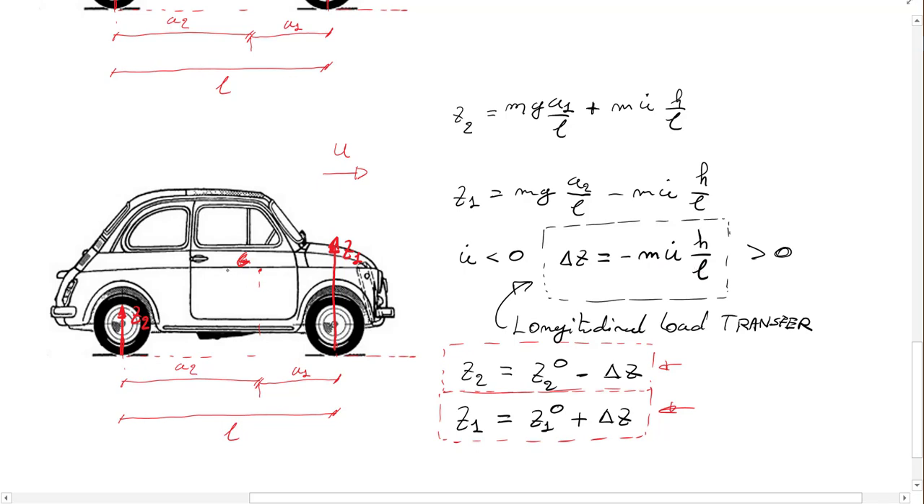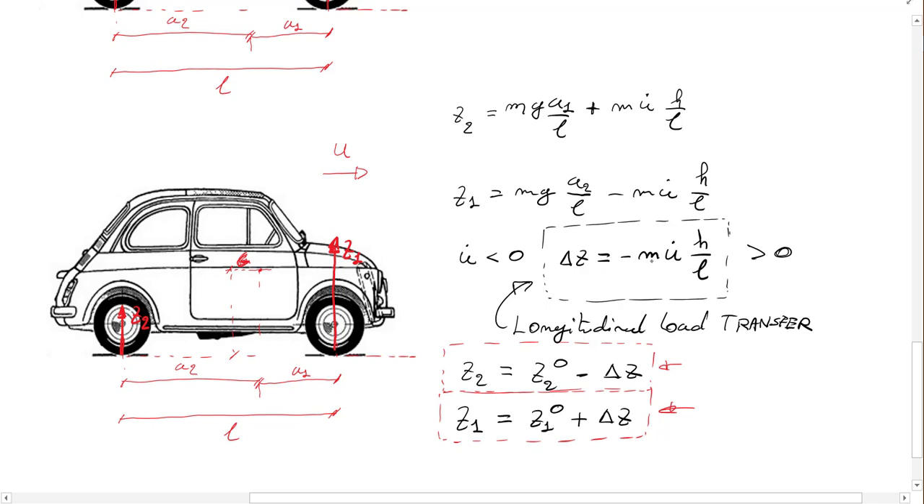So the higher the center of gravity, the higher the longitudinal load transfer. The longer the distance between the rear and front axis of the car, the lower the load transfer. So the higher L is, the lower delta Z will be. And of course, the higher the acceleration during braking, the higher delta Z will be. The same goes for M.